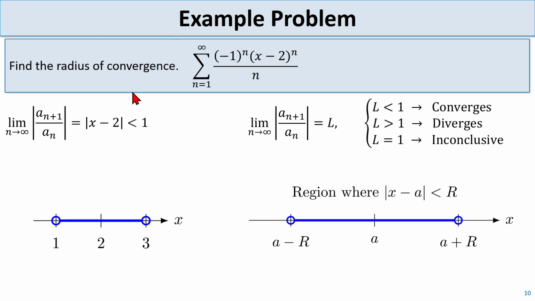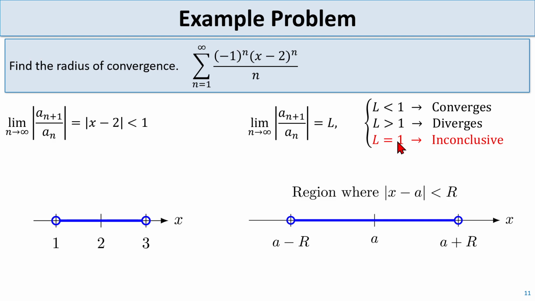If all we wanted to do was find the radius of convergence, we'd be set because we already know that it's 1. But I want to go one step further. I want to figure out the interval of convergence. We know most of that already, but there's one thing we need to check.